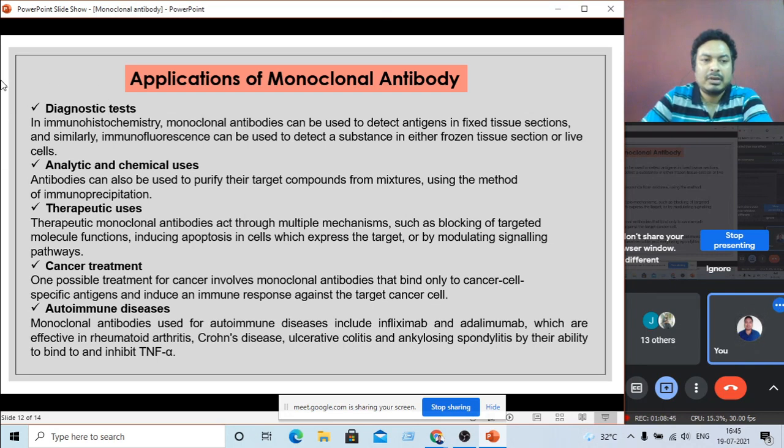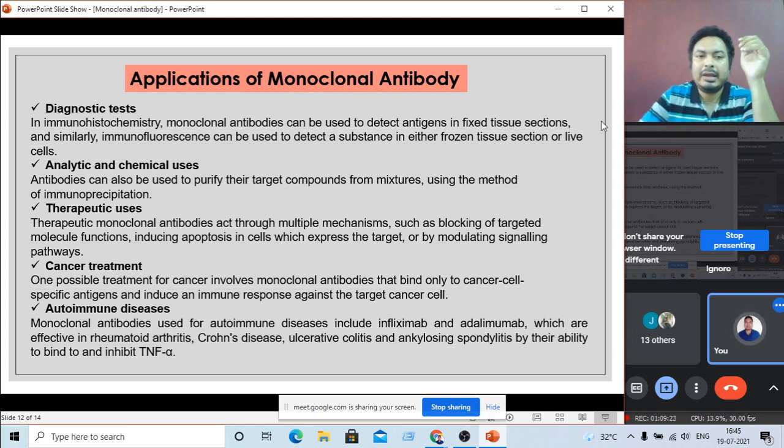Number one, diagnostic test, to detect the antigens in the human body. Suppose we are infected with the SARS-CoV-2 virus. So in the human body, the SARS-CoV-2 antigens are there. How do we detect whether we have the SARS-CoV-2 disease or not? For this condition, we can apply the monoclonal antibody. By applying the monoclonal antibody, we can detect whether our body has the SARS-CoV-2 virus present or not.